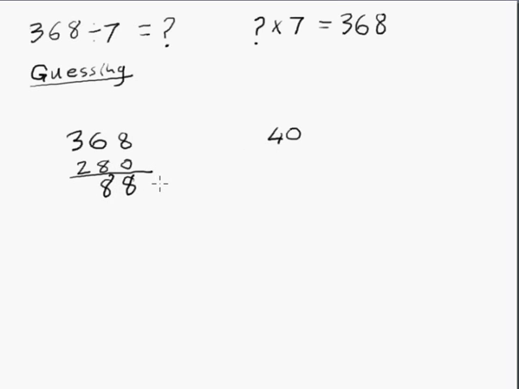So the guess was a bit small. We can then look at this remainder, 88, and guess how many times 7 goes into that. Well, it's going to go at least 10 times, because 10 times 7 is 70. So we'll take away the 70 that we've guessed there, and we're left with 18. And 7 goes into our remainder 18 twice. 2 times 7 is 14. We'll take that away, and we've got a remainder of 4.